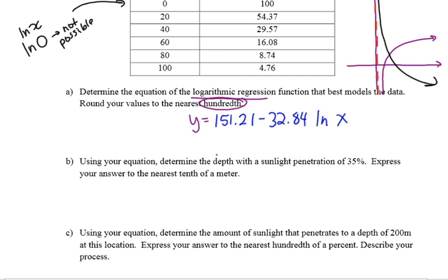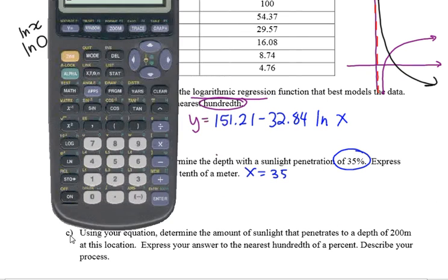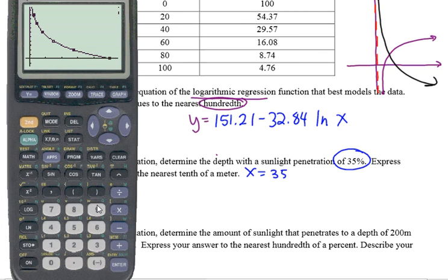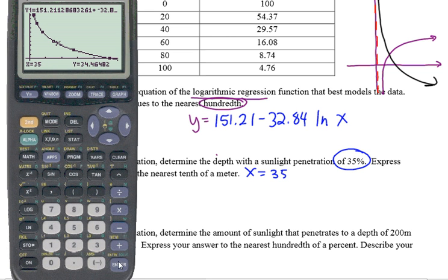Using your equation, determine the depth of sunlight at 35%. So which one did they give us? X. X equals 35. So how do we make our graph look pretty? Zoom, stat, which is 9. Okay, so we want the value of 35. Second trace number 1, 35, enter.